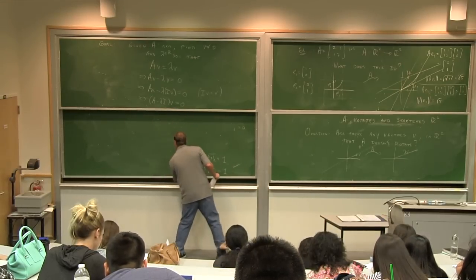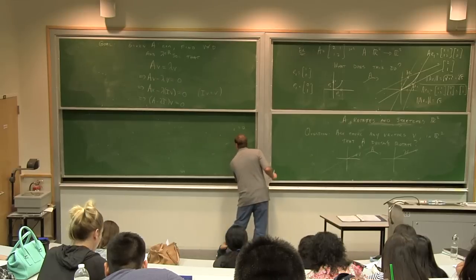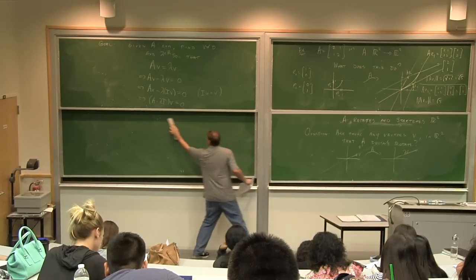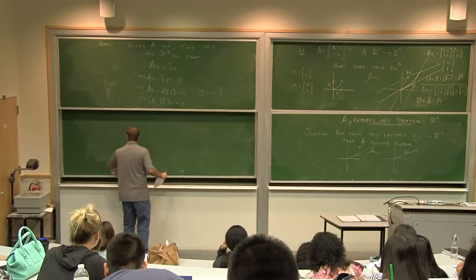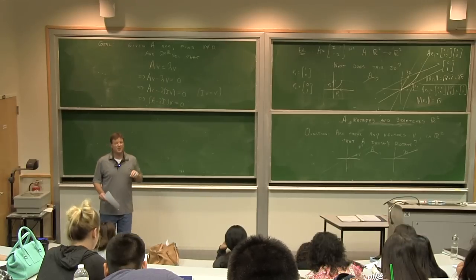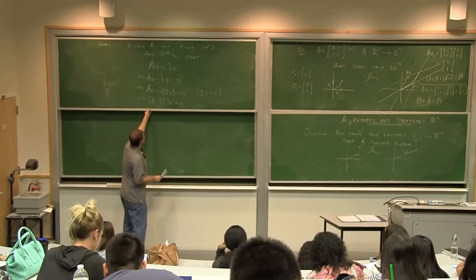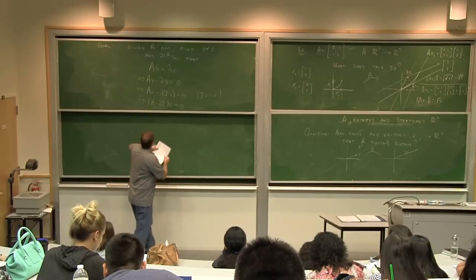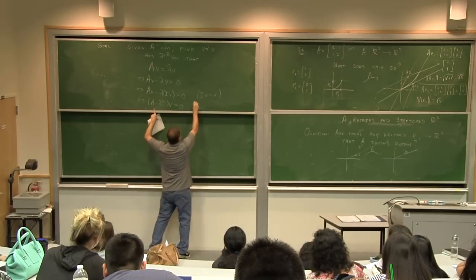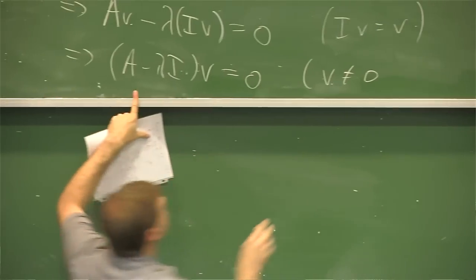And here's where we use those little factoids that I was talking about with rank here. This is the only place we use it, but I needed to have those facts available to me. Okay, so we're at this stage here, and we know that v is not equal to 0.